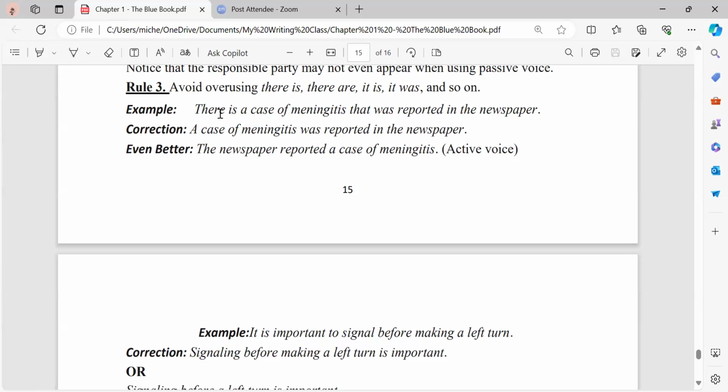But a case of meningitis was reported in the newspaper is a passive voice. And we can actually transform the passive voice into an active one right here. The newspaper here acts as a subject, reported acts as a verb. So the newspaper reported a case of meningitis. The case of meningitis here is the object.